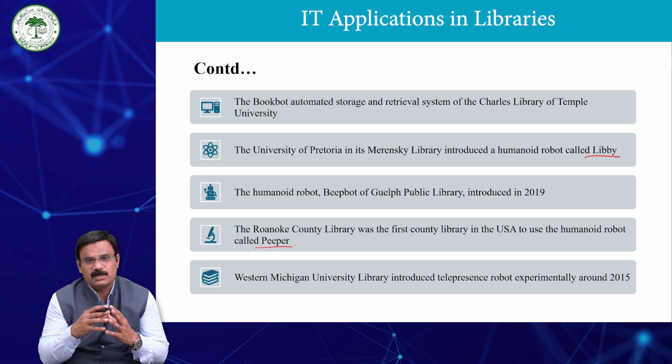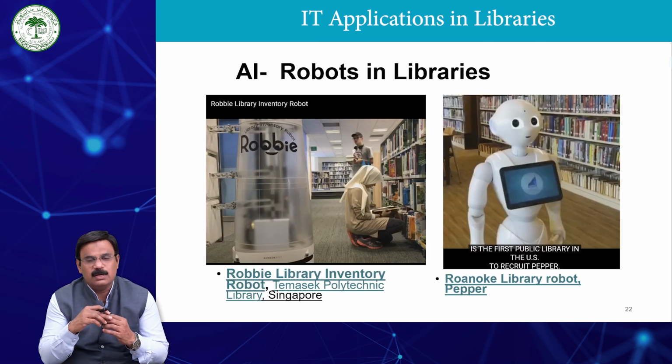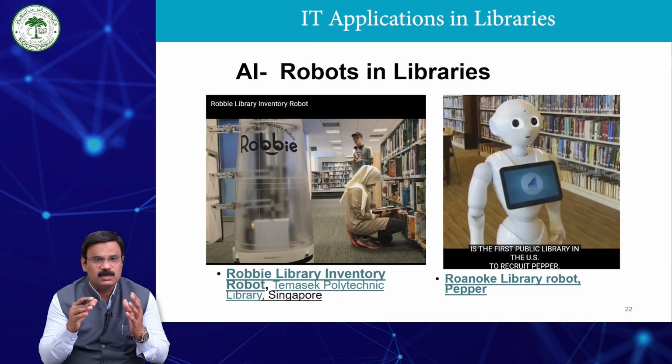Western Michigan University Library introduced a telepresence robot experimentally around 2015. These are AI robots in libraries. Robbie, the library inventory robot, is there in the Temasek Polytechnic Library, and the Roanoke Library robot is the Pepper in the USA. This is a Pepper robot, and there is a Robbie robot.